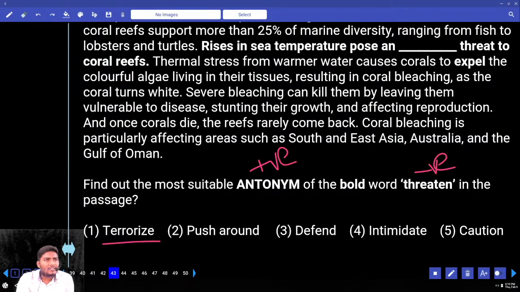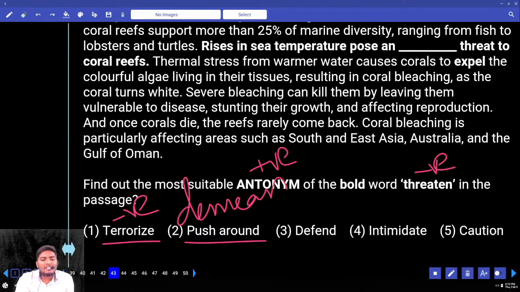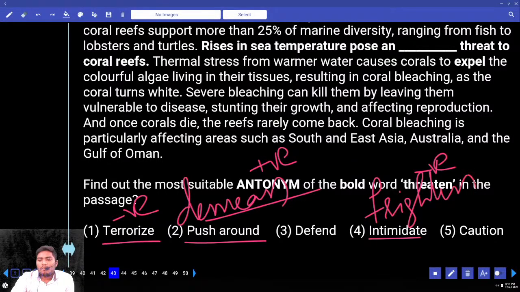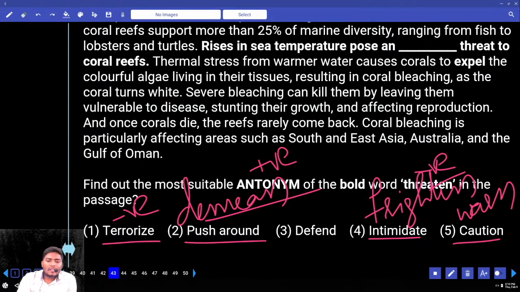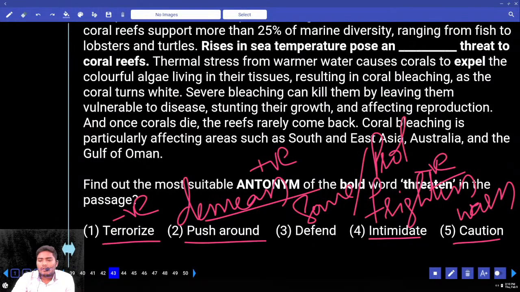First one, terrorize. Positive or negative? Negative. Next one, push around. Positive or negative? Negative. Push around is to demean somebody. Demeaning is nothing but disrespecting. Removing the value of somebody is pushing around. Next one, intimidation. Intimidation is to frighten. Next one, caution is to warn. Defend is to save or protect yourself. Tell me your answer.